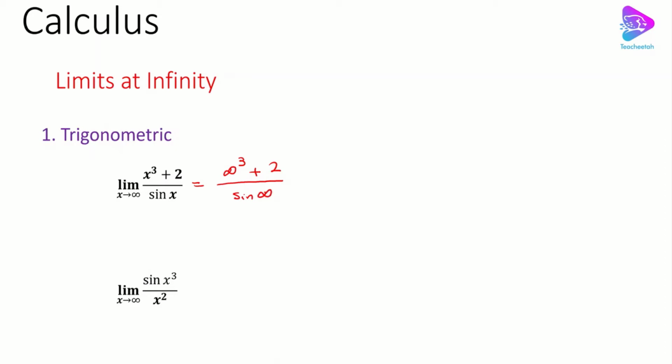Okay, so if we look here, we know that infinity cubed is a huge number, so infinity cubed plus 2 is going to be a huge number. But what is sine of infinity? As we look at sine of x, it's a number between -1 and 1, and it is a periodic function, so we cannot say it is -1 or 1. So it's hard to evaluate the value of sine of infinity.